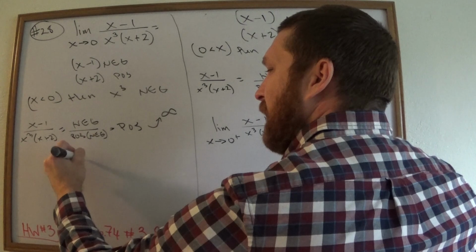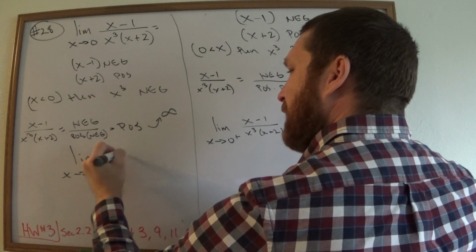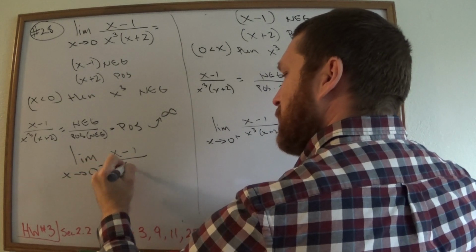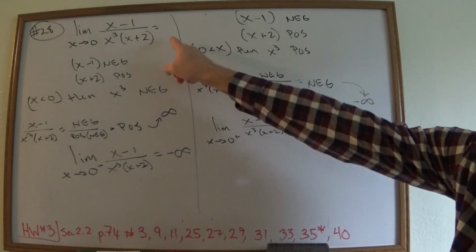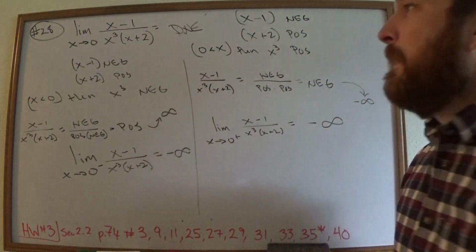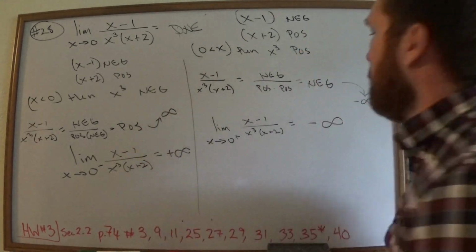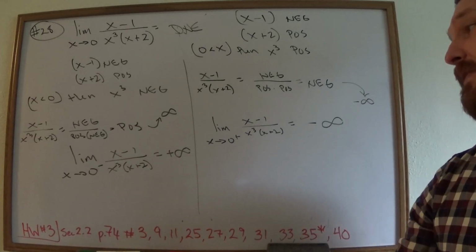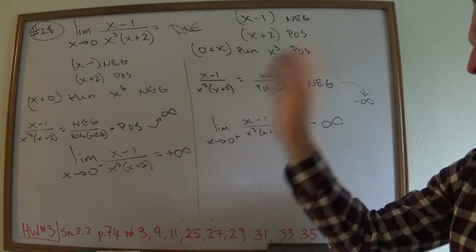And therefore, the limit as x goes to 0 of this thing from the left is positive infinity. And therefore, this limit does not exist. If it were both negative infinity, then the limit would exist and it would be negative infinity. But in this case, it does not.